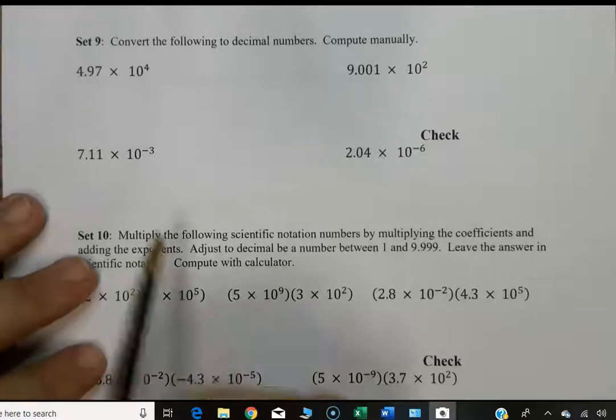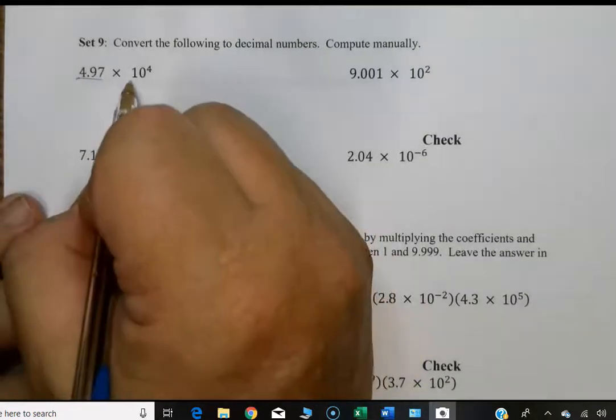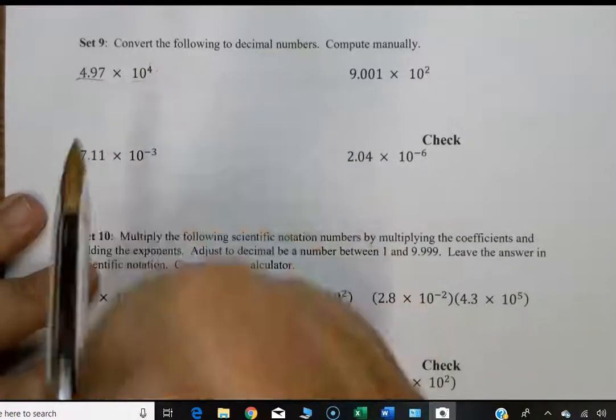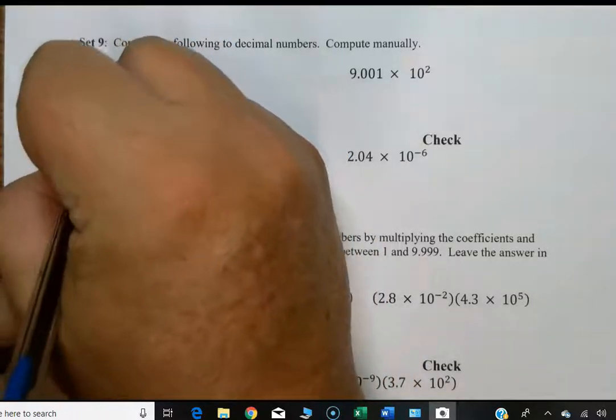Okay, so what do you do? This is called the coefficient. I haven't defined these terms yet. The 10 is called the base, and the 4, of course, you know, is called the exponent. So we take the coefficient and we just write it here.